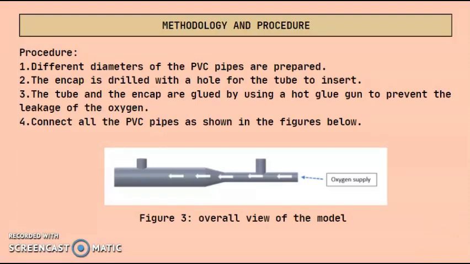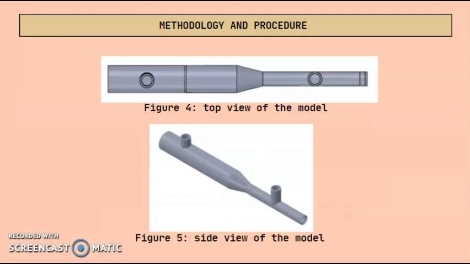First of all, different diameters of the PVC pipes are prepared. The end cap is drilled with a hole for a tube to insert, which will be connected to the sensor at the end. The tube and the end cap are glued using a hot glue gun to prevent the leakage of the oxygen. Then we connect all the PVC pipes as shown in the figure below. And this is the top view of the model and the side view of the model.